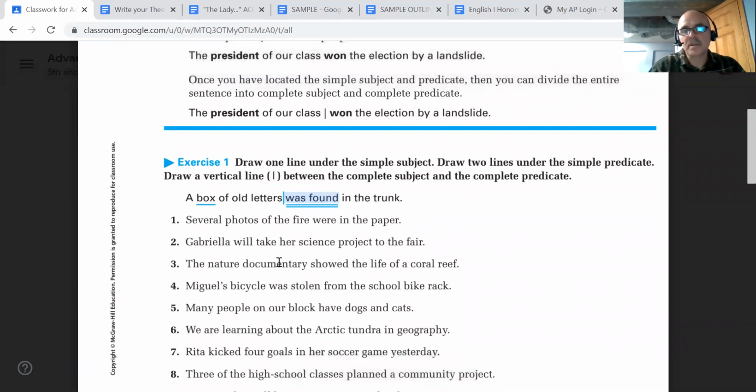How about number 3? Okay, so "documentary" is a subject, right? And the line's going to go there. The verb is "showed," right? But if it said "thoroughly showed," "thoroughly" is an adverb, those -ly words, and that's connected to that verb more than it is to the subject, right? So that line will go before the word "thoroughly" if there's an adverb in there.